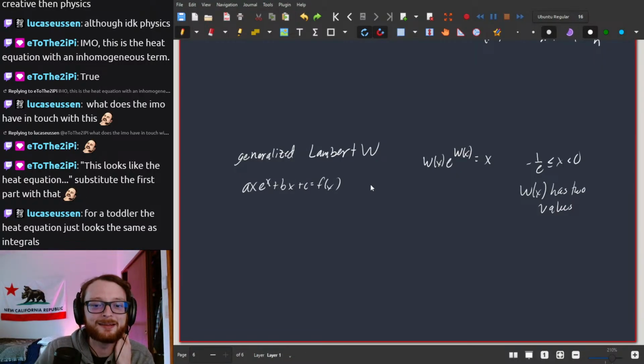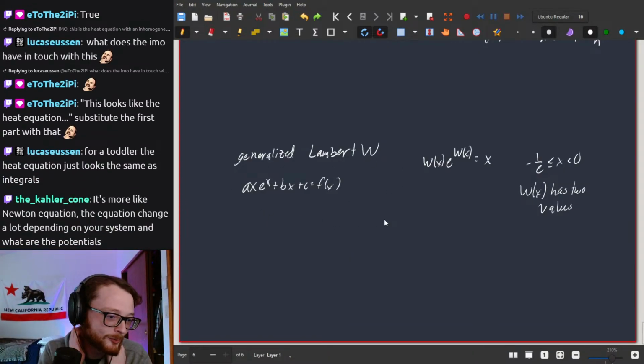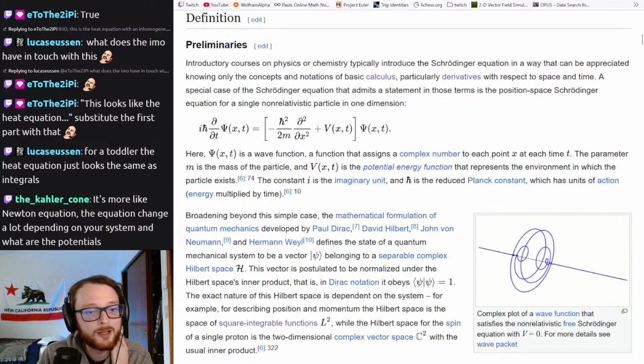So I can keep kind of floundering with the Lambert W function, but I'm not sure. It's more like Newton's equation. The equation changes a lot depending on your system. Oh, okay, yeah, for Schrodinger's equation. Yeah, that V of x,t is like, it can be a lot of things.